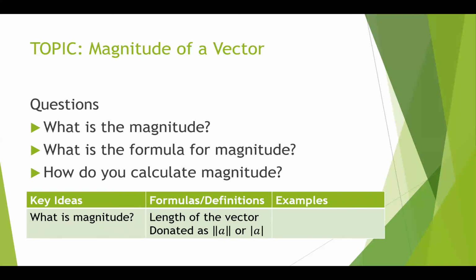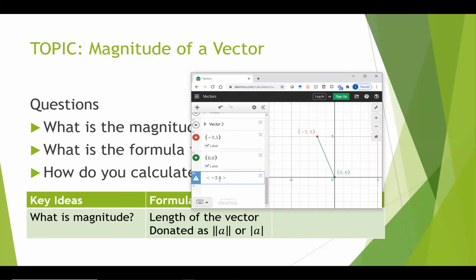So magnitude is the length of a vector. It's denoted with these solid lines around an italicized vector. So here's an example. If we have the vector -2, 5, it's going to go from the point 0, 0 to -2, 5.